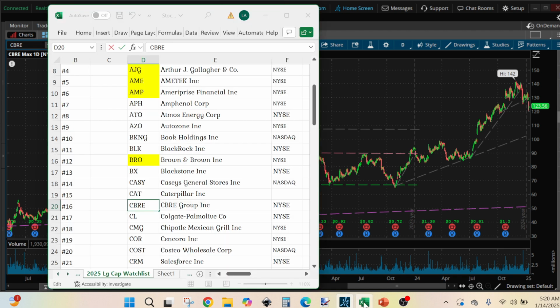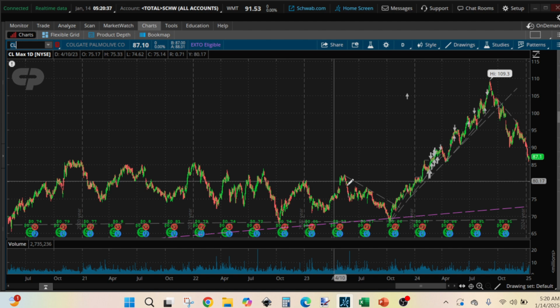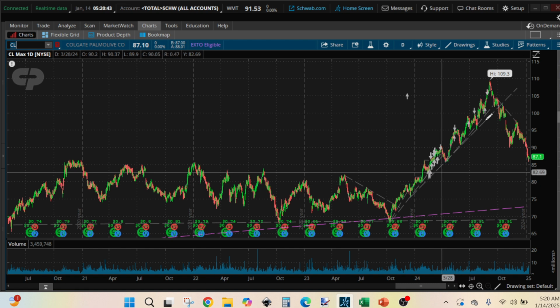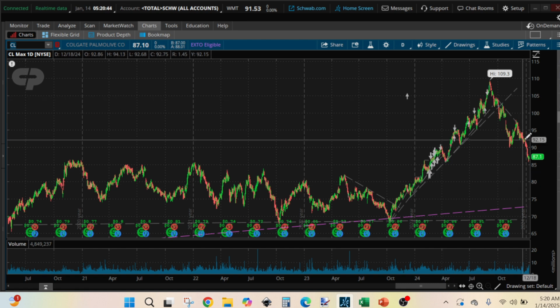The next one is CL. So CL seems to be going down, and we purchased it on this trend line. This trend line ended, we purchased and sold on this trend line. So right now it's going down.